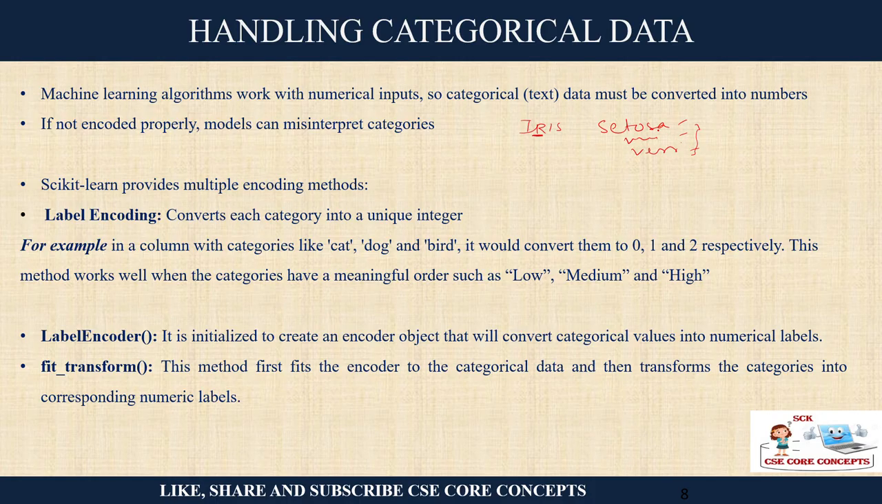Now machine learning algorithms work with numerical inputs, so categorical or text data has to be converted into numbers. There are two ways of encoding this data into numbers, let's say 0, 1, 2. One method is called label encoding, and the second is called one-hot encoding. We use label encoding when the order of the data is important. Let's say you have a restaurant offering three levels of price, small, medium and large.